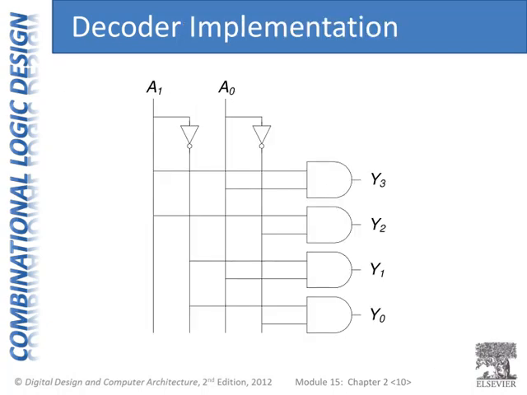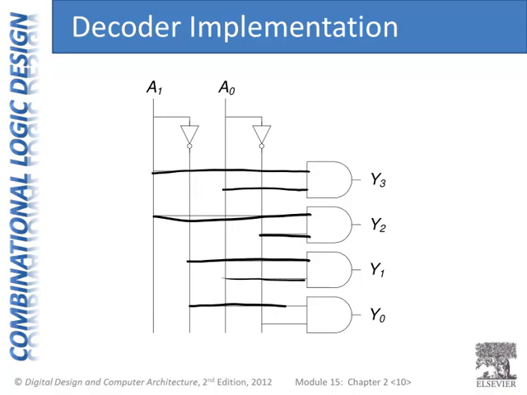So we can implement our decoder. Here's an example implementation. Y3 equals A1 and A0. Y2 is A1 and A0 bar. Y1 is A1 bar and A0. And Y0 is A1 bar and A0 bar.